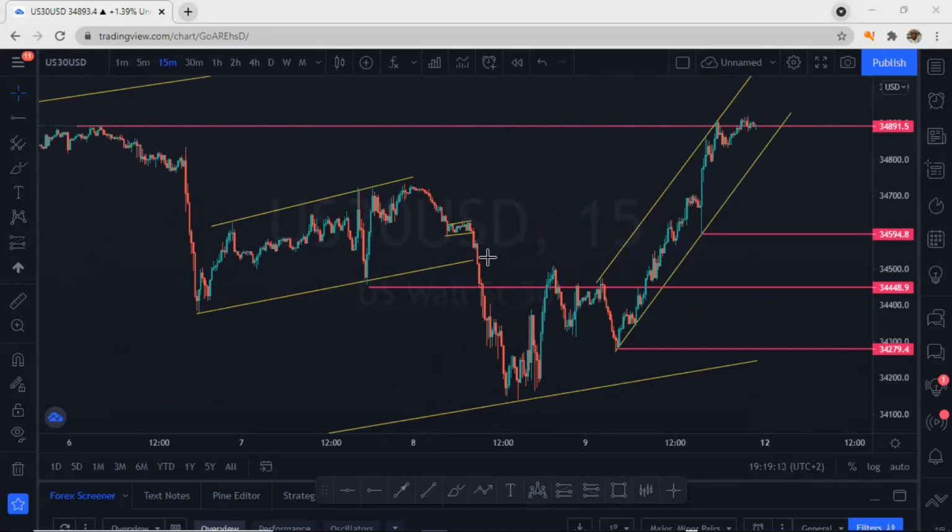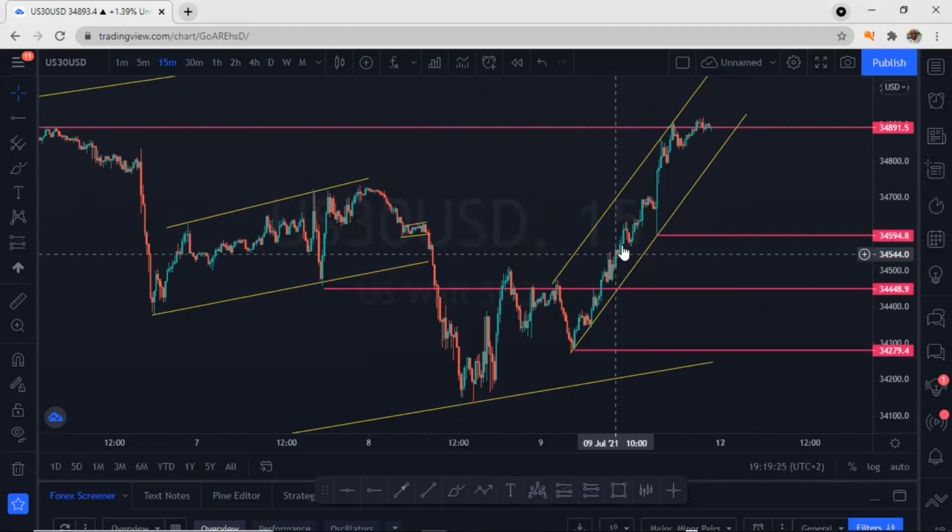You can't enter. It's been pushing down like never before. Not like never before, they say it was an impulse. But here you can see that it was pushing up, coming back, pushing up, coming back.